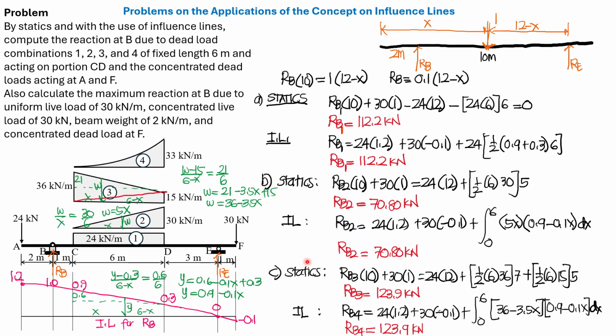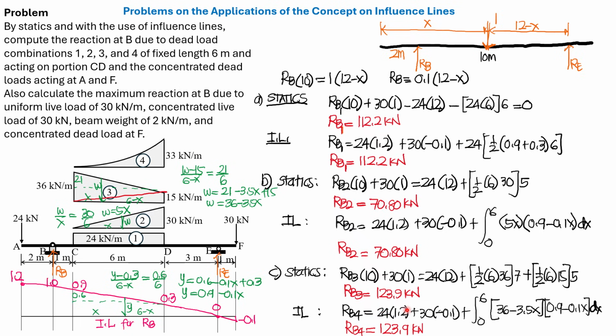So by statics, summation of moment about A equals 0: RB times 10 plus 30 times 1 equals 24 times 12 plus the moment of this trapezoidal loading, which I divided into two triangles. For the first, bigger triangle, 1/2 of 6 times 36, and the moment arm is 2/3 of 6 is 4, plus 3, 7. Then for the smaller triangle, 1/2 of 6 times 15, moment arm 2 plus 3, so it is 5. So RB3 is 123.9 kilonewtons.